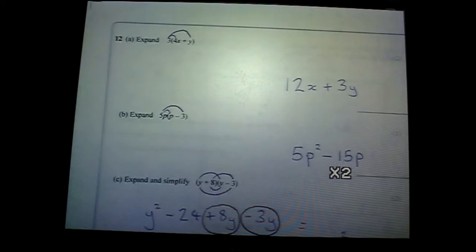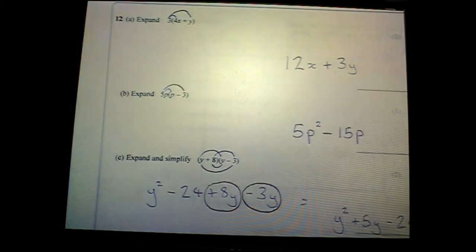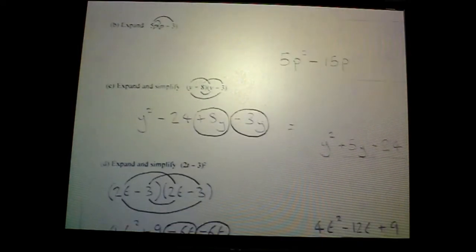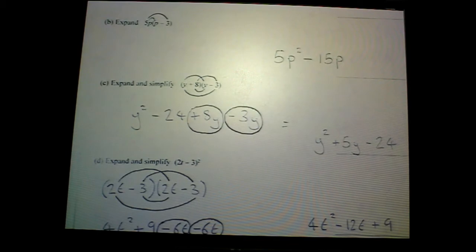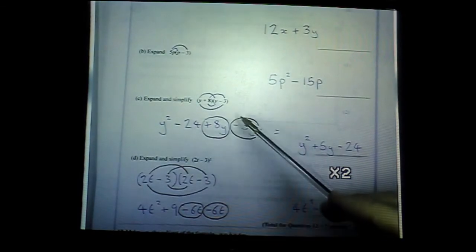Question number 12. Expand these brackets. Let's have a look, zoom right in on these. There you go, you should be okay with that. Obviously 12x add 3y. Next one, don't forget it's p squared, because p comes up twice. This next one, I've used my smiley face method, but you can use the grid method if you want. As long as you get y squared, add 5y, take 24. Most people get the 5y wrong, because it's 8y, take away 3y, so it's 5. A lot of people struggle with this one.